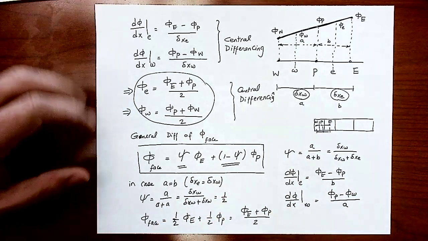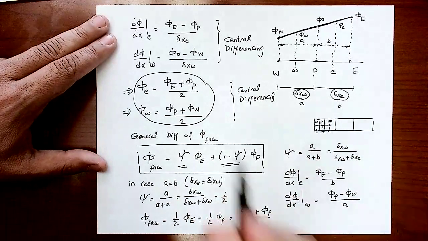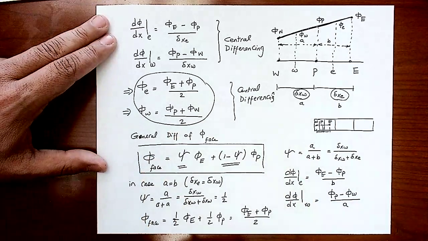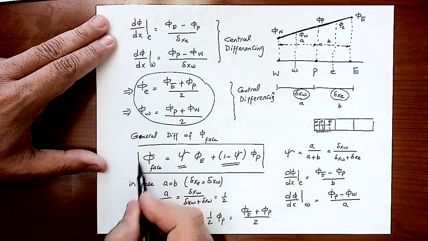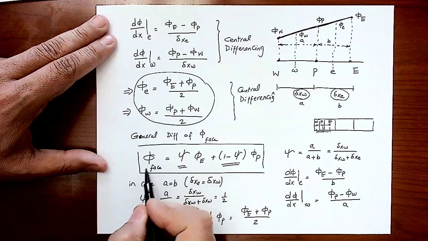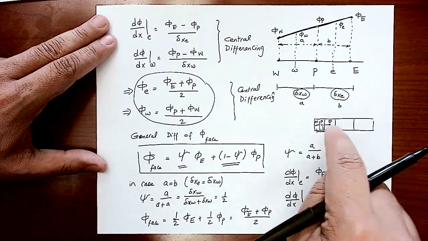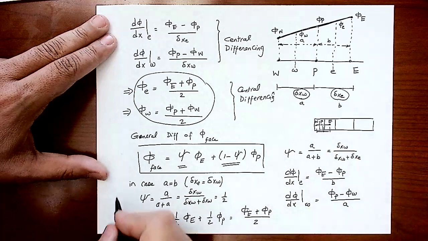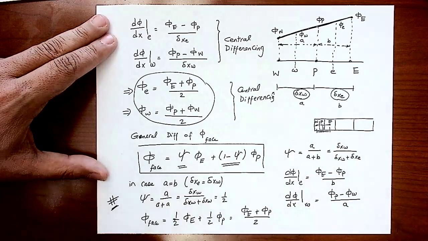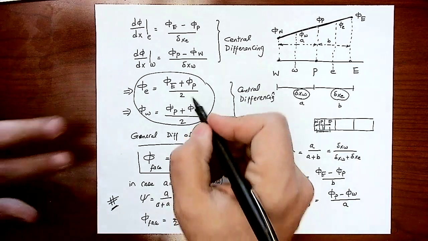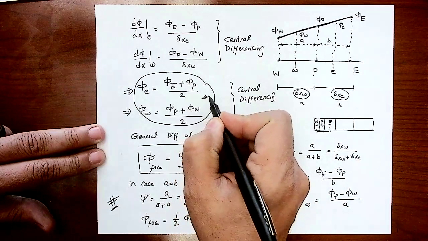So be careful. If these distances are not the same, you cannot use divided by 2, the simple average here. You have to calculate psi, and this will give you exactly how to approximate phi for the diffusion term on each face based on these values of A and B, or these values of delta X east and delta X west. So this is very important. Keep that in mind. Okay? But so far, in all the problems that we are dealing with, we are assuming delta X east, delta X west, or A and B are the same. If they are not the same, you cannot use this. This is a special case, right?